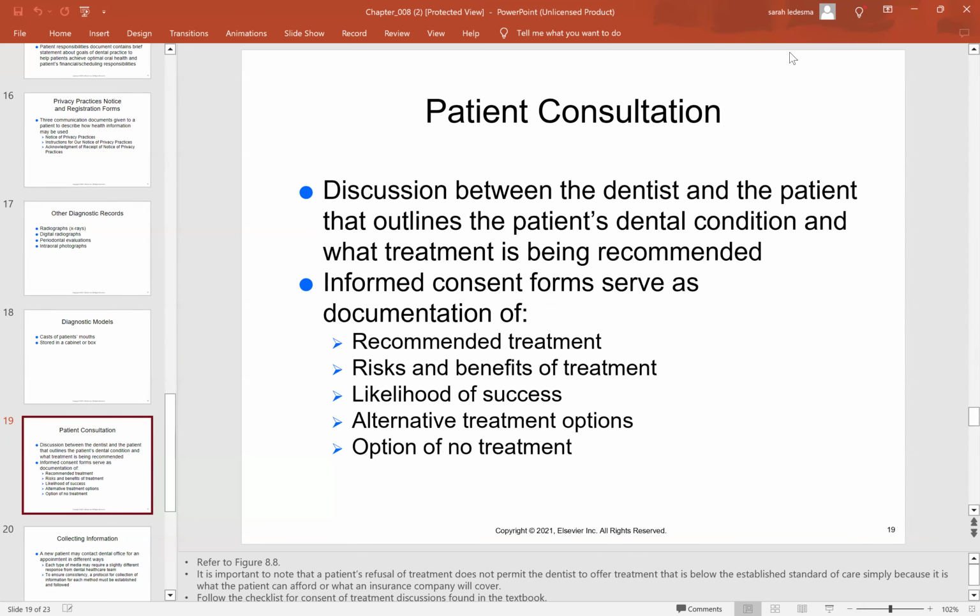The patient consultation is a discussion between the dentist and the patient that's going to outline the patient's dental condition and what treatment is being recommended. Informed consent forms serve as documentation of the recommended treatment, the risks and the benefits of the treatment, the likelihood of success, if there are alternative options and what they are, and the option of no treatment.